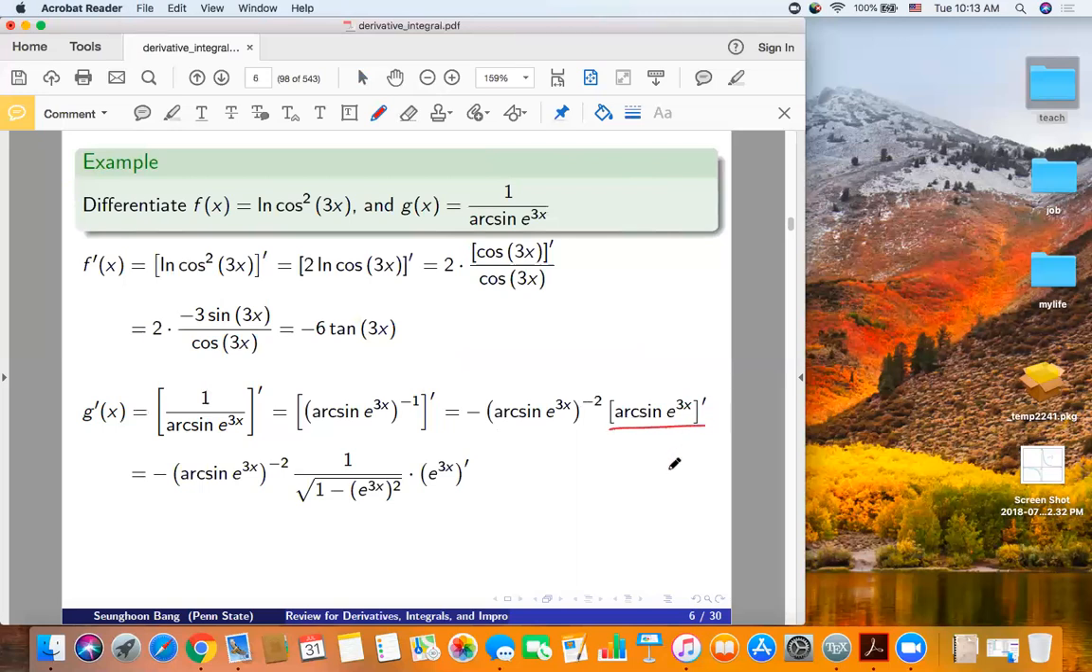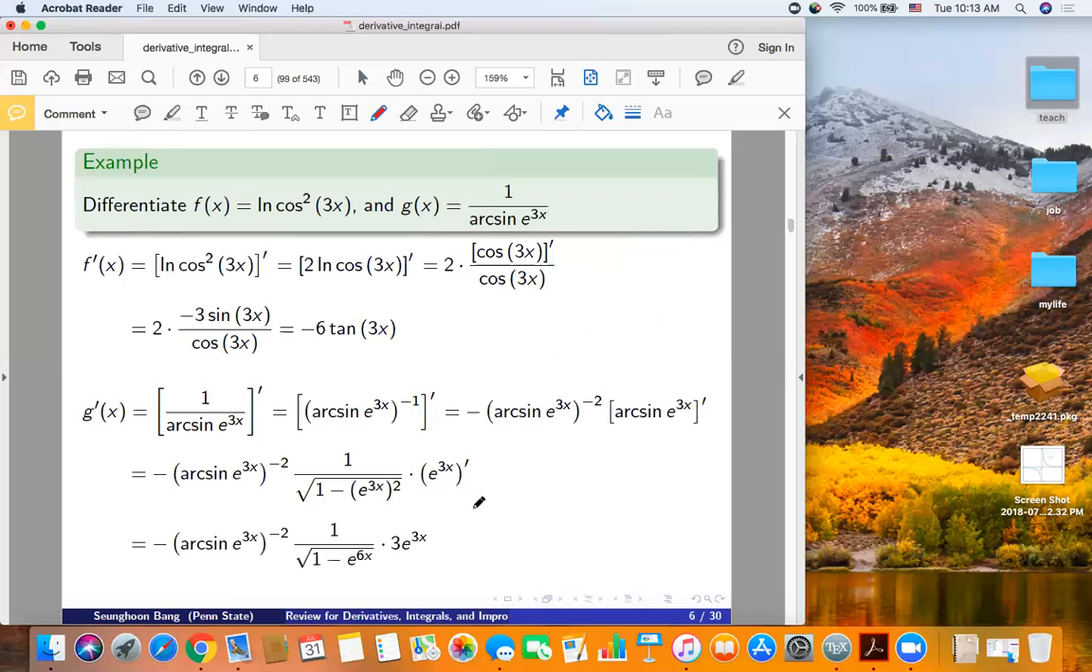Find the derivative of arcsine of e to the 3x. How can we do that? We can use this idea: the derivative of arcsine of x is 1 over the square root of 1 minus x squared. You plug the inner function e to the 3x into x, so we have it times the inner function's prime. This is like a chain.